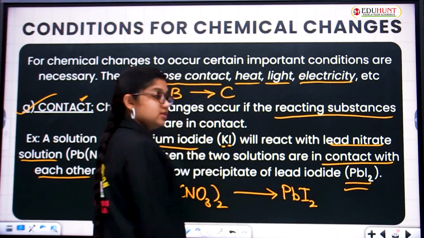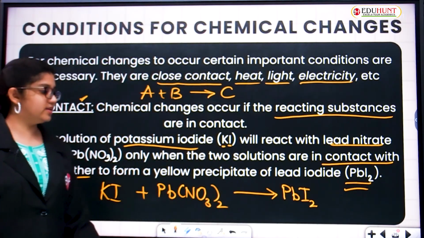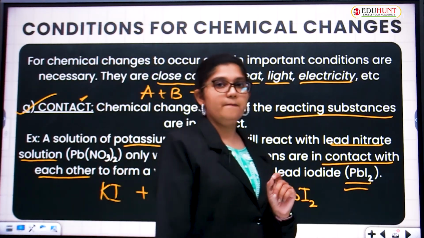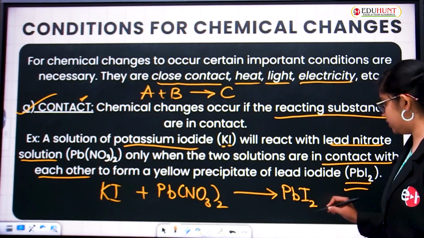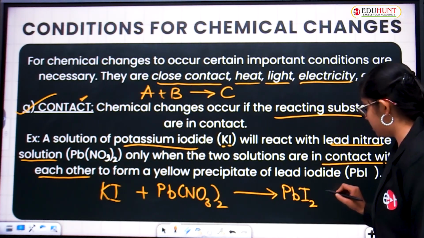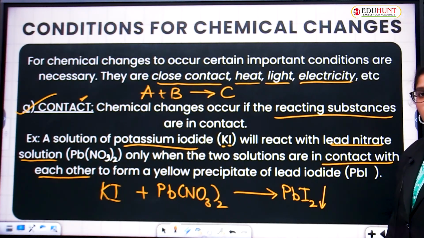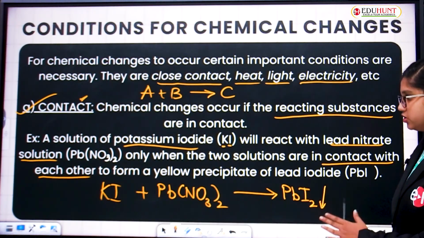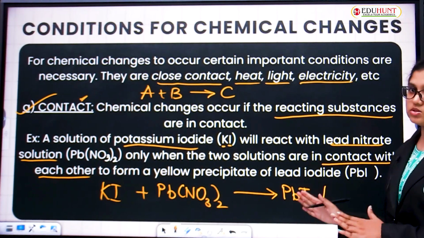PbI2. In the sense, this is lead iodide and this is a yellow color precipitate. I can mention this with a downward arrow mark. Got it? So this is a reaction going on in the close contact example.